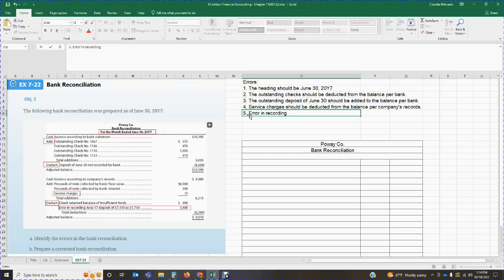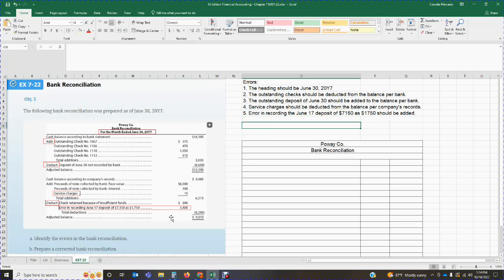Error in recording the June 17 deposit of 7,150 as 1,750 should be added, instead of deducted, okay? And then we have our total deductions.